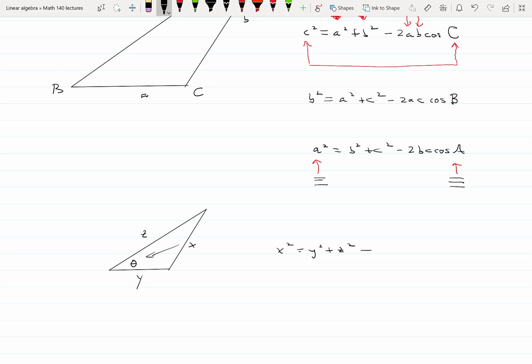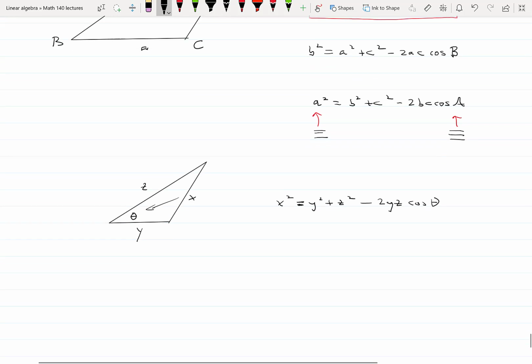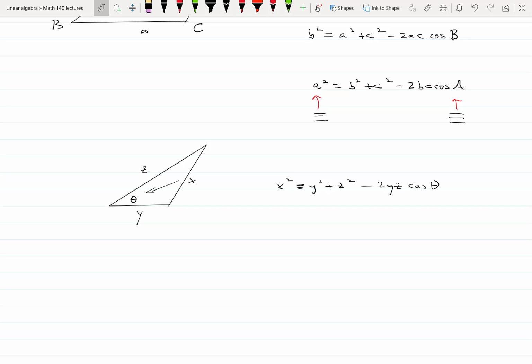Okay, so minus 2 times what times what? 2 times y times z times the cosine of theta. The law of cosines is always formed this way. If you don't see the pattern, I think you ought to consider going back in the video, maybe 3 to 5 minutes, and look for that pattern again. It will be well worth your time. There's really not much to memorize with the law of cosines.